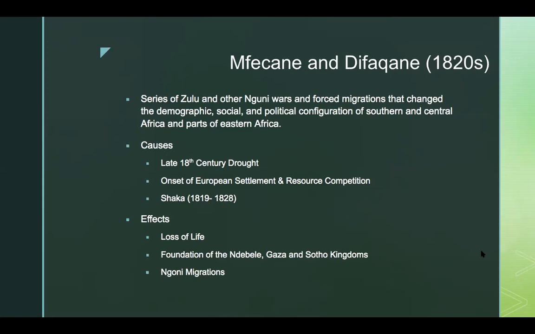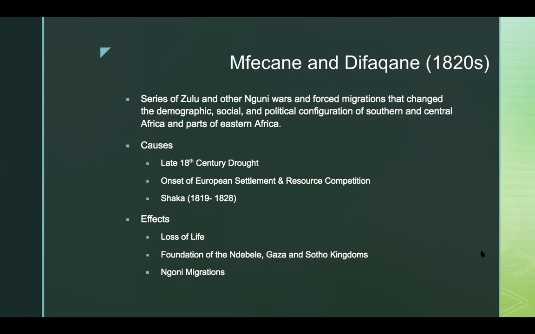So the Mfecane, as I've defined it, was caused by several different factors, right? One of the main ones was the drought that hit Southern Africa in the late 18th century. Beginning in the 1790s into the early 1800s, there was a drought that caused much suffering and hunger, and thereby led to critical competition in resources. That is the first reason.